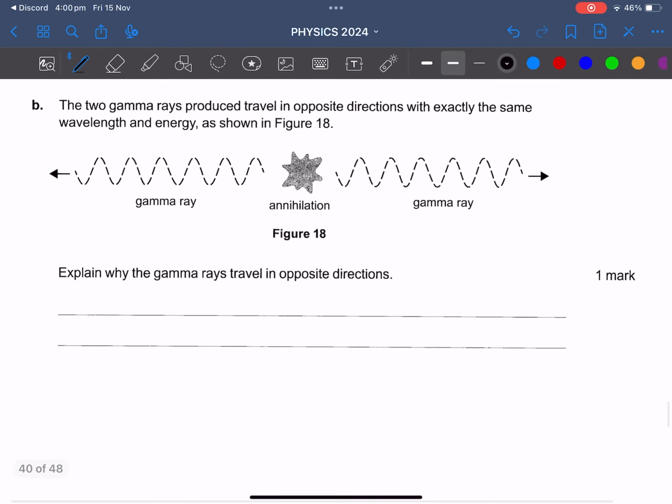Okay, so due to conservation of momentum. Okay, hopefully that made sense.